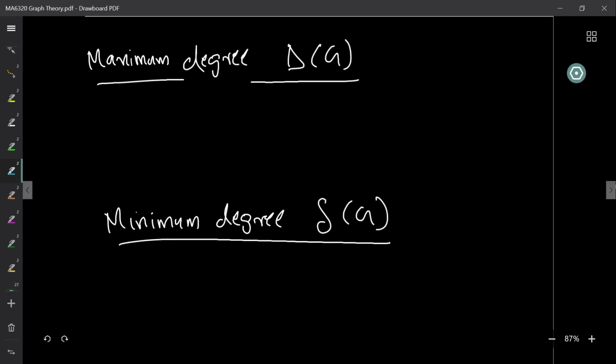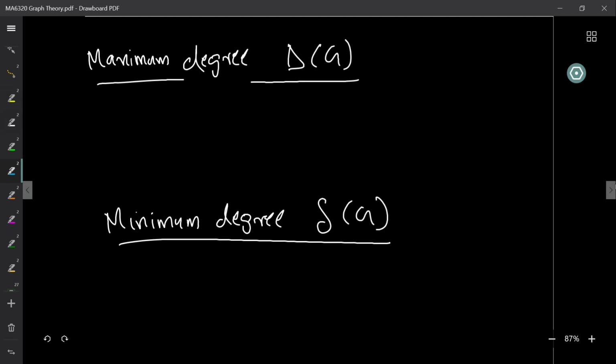Okay. Now, another two important parameters are the maximum degree, which is denoted by capital delta of the graph G, and the minimum degree, which is denoted by small delta of G. So these two are the Greek letters delta, capital and small.